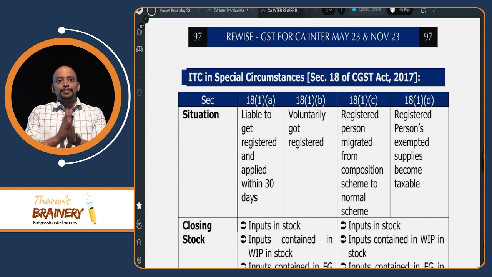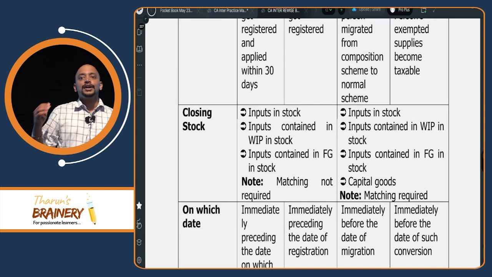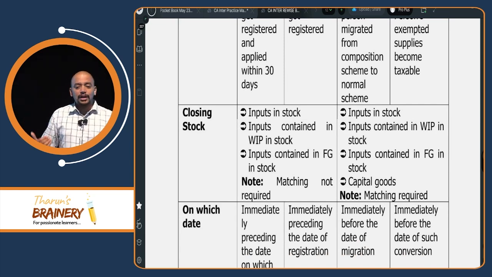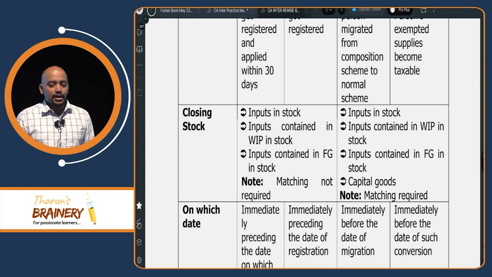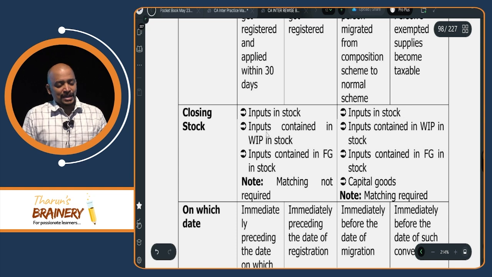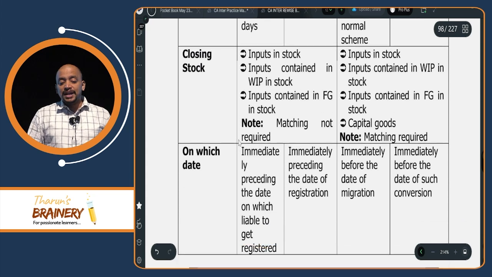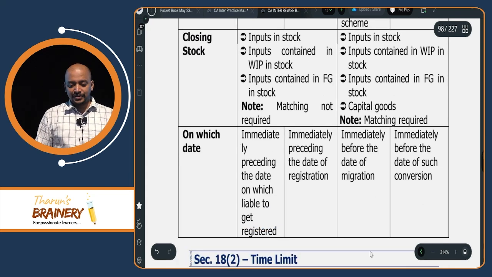So therefore, a person is liable to get registered and they made application for registration within 30 days. Now before the date they are liable to get registered, there is some closing stock. What is that closing stock? Inputs as such held in stock, inputs in WIP held in stock, inputs in FG held in stock. On these, whatever GST is paid can be availed as ITC. Which date closing stock we need to check? Immediately before the date the person is liable to get registered.